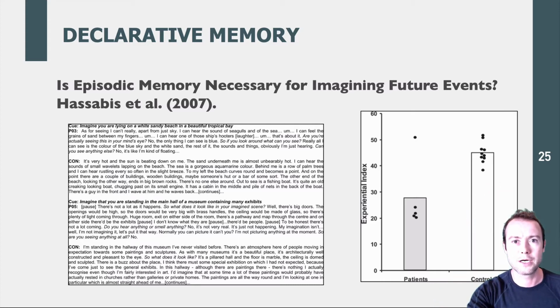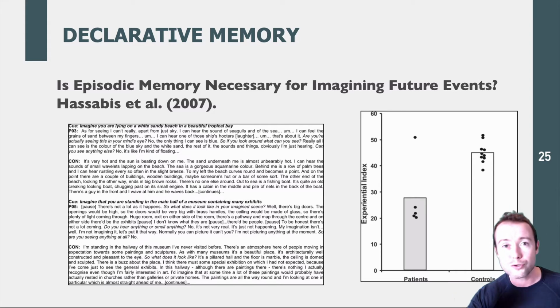On the right hand side, plotted here, is something they refer to as the experiential index. In other words, how much during this imagery does it seem like they are creating a rich and vivid experience. You get high scores for the controls, and generally the patients with amnesia that have episodic memory deficits, their ability is very poor. There's one patient who's a kind of outlier that does have pretty intact imagery ability.